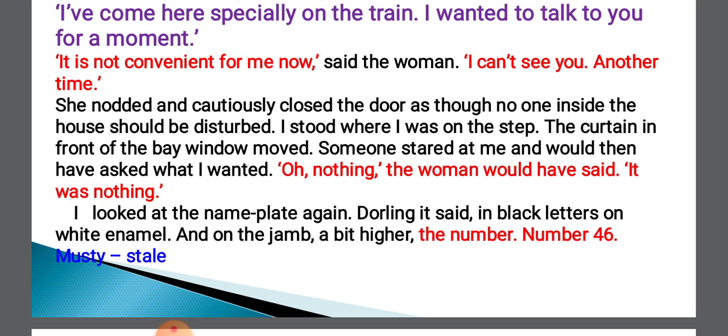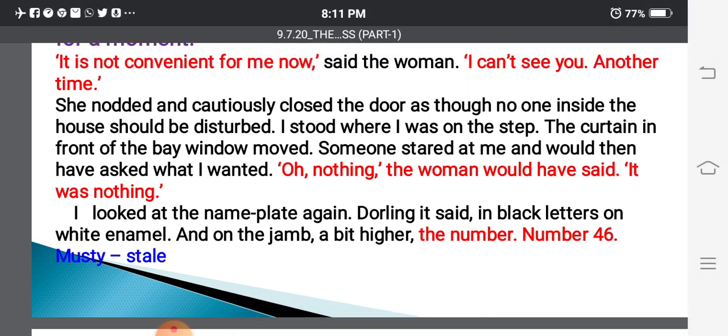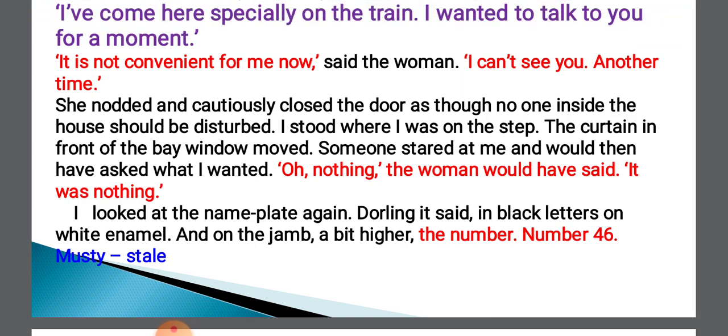I looked at the nameplate again. Now before leaving that address, our narrator looked at the nameplate again. What is written there? Darling. It was written Darling in black letters on white enamel, and on the jamb, a bit higher, the number 46. Marconi Street was that place.